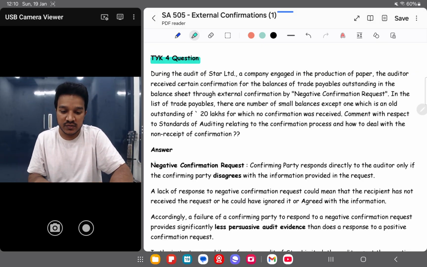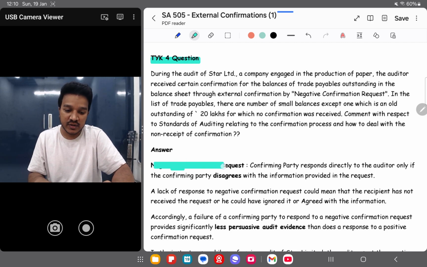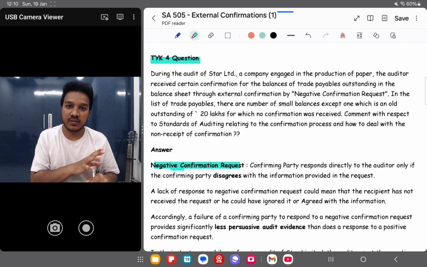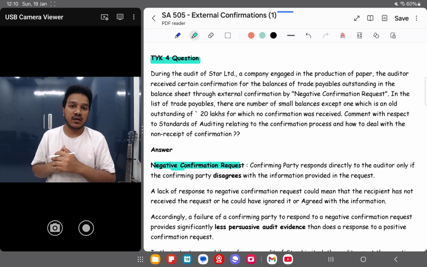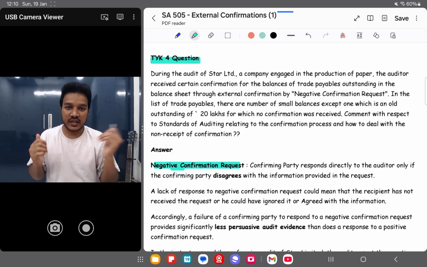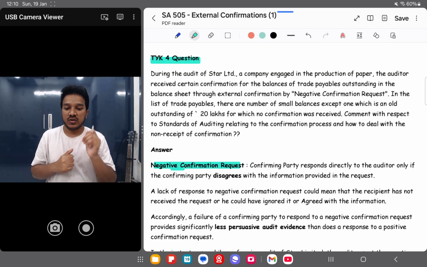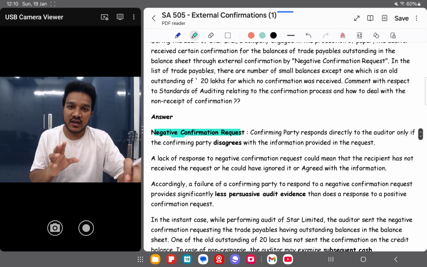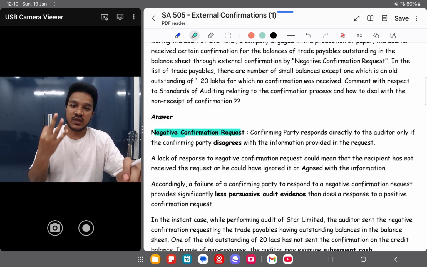First and foremost, you have to write what do you mean by negative confirmation request. Basically, the auditor will get the confirmation only when the external party disagrees with the confirmation. Only then will he get a confirmation. That point you have to write, and then in the second point you have to see, in case there is a non-response, then the auditor can assume three things.